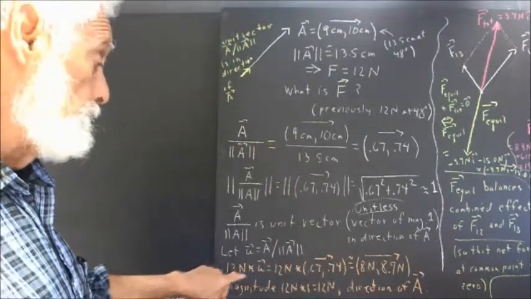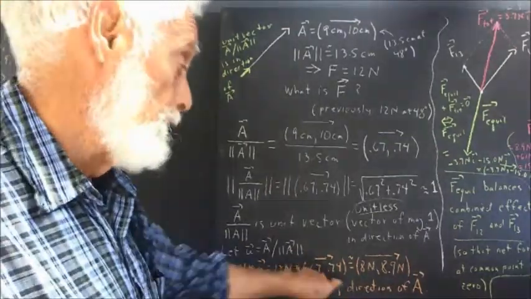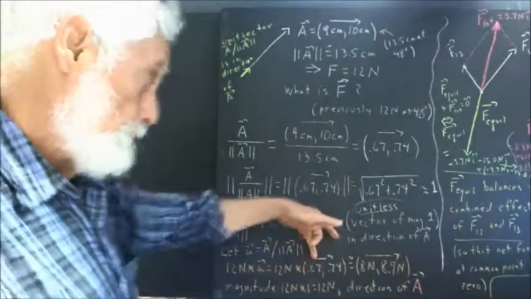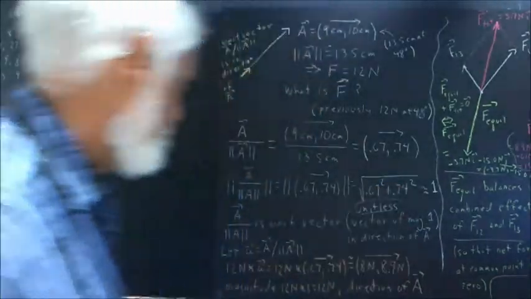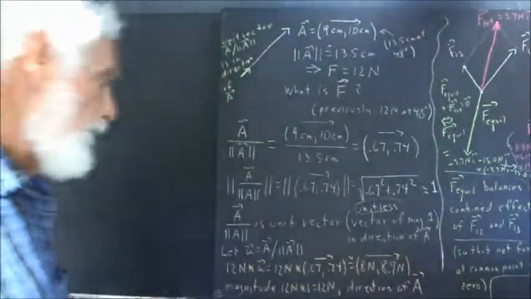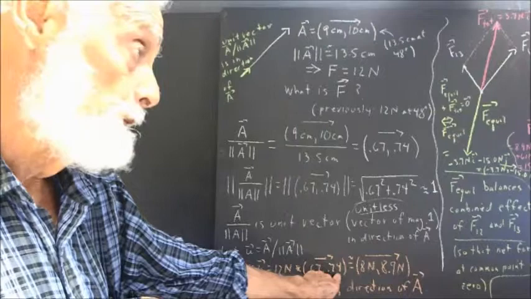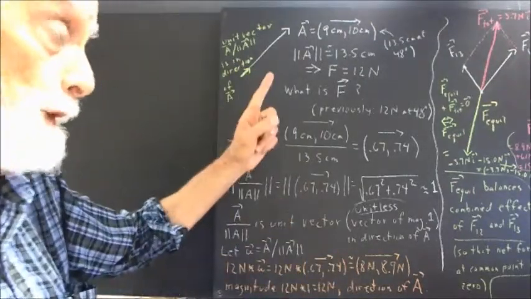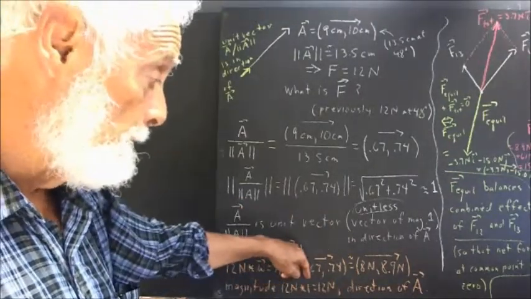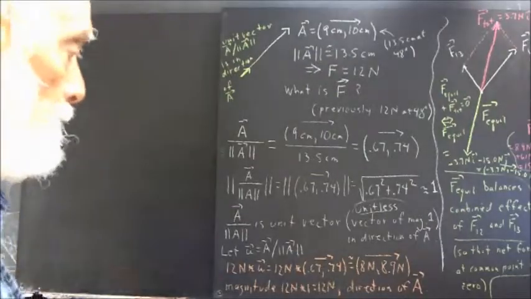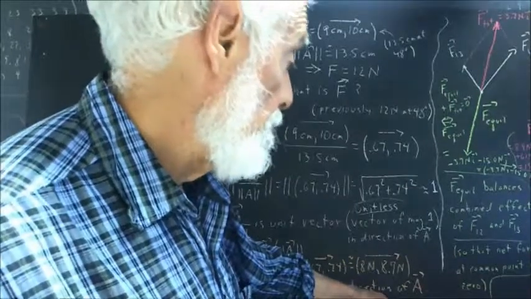So when I multiply 12 newtons by the unit vector, I get 12 newtons times the vector 0.67, 0.74, our unit vector, and that's approximately then 8.0 newtons, 8.9 newtons. This vector has to have a magnitude that's 12 newtons times the magnitude of this vector. The magnitude of this vector, being a unit vector, is 1. So 12 newtons multiplied by this vector has magnitude 12 newtons times 1, which is, of course, just 12 newtons. So this is a vector of magnitude 12 newtons, and it is in the direction of A.